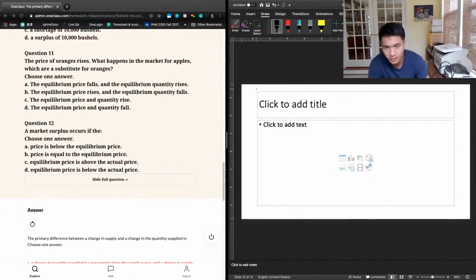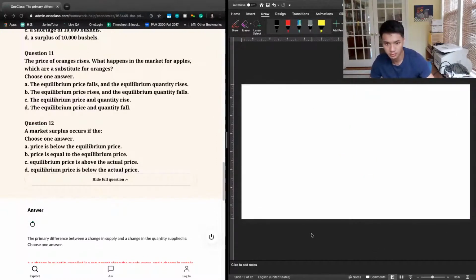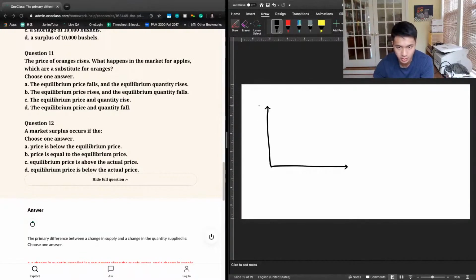Let me see if I can clear this really quickly. Okay. So we're dealing with price of oranges rises. What happens if they're substitutes? So let's start with oranges. Oranges, supply and demand. Price of oranges rises. We don't know why the price of oranges rises, so we can just go to the apple market.